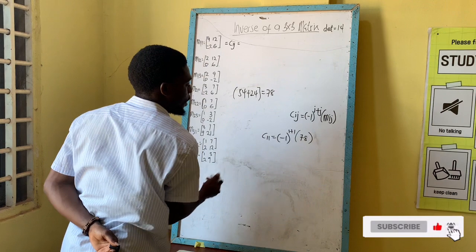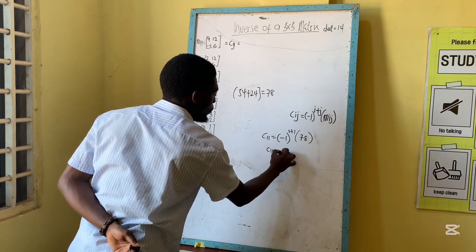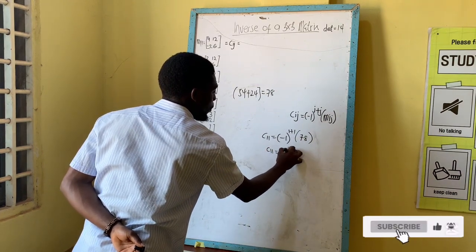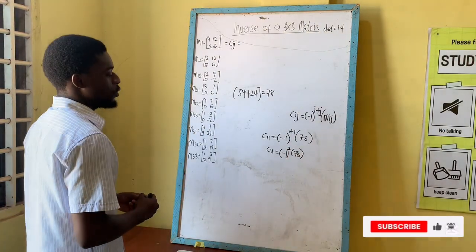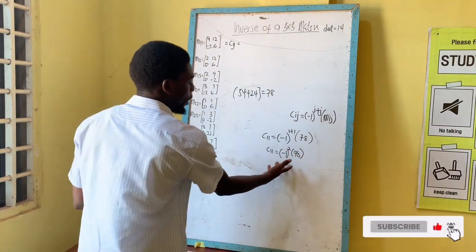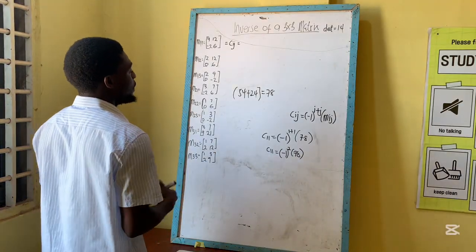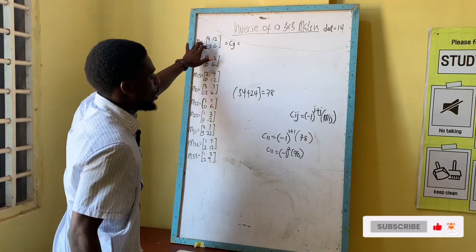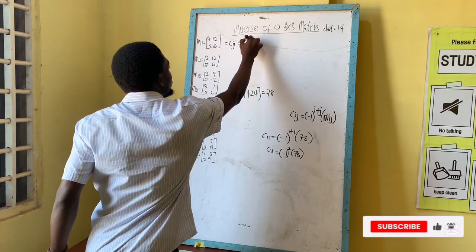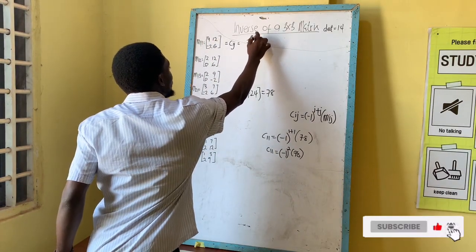So this one gives us 2. So we have cofactor 1, 1 to be equal to -1 raised to the power 2 multiplied by 78. And you know that -1 raised to the power 2 is +1. So 1 multiplied by 78 gives us 78. So the cofactor for this particular matrix, which is cofactor 1, 1, is 78.